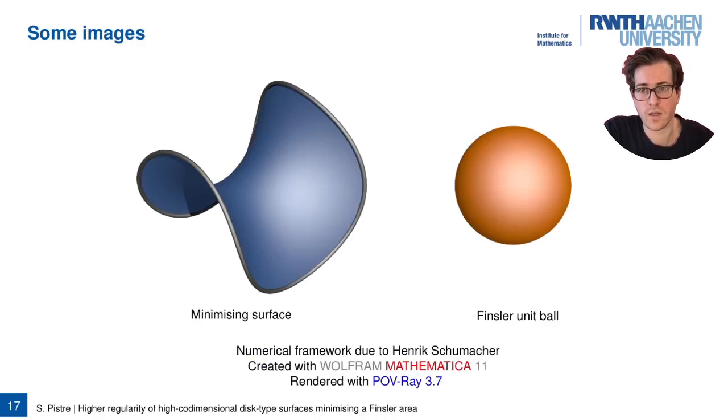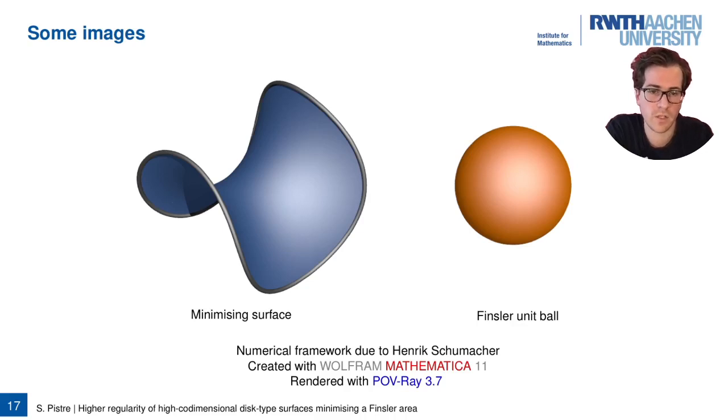And let me show you a few images to pique your interest to keep watching the second lecture. So here I will show you numerical calculations that we did with my colleague Henrik Schumacher here in Aachen. And on the left you will always see the Enneper wire, the boundary curve here. This is the Enneper wire. And you will see a numerical minimizer of the area functional. And on the right, you will always see the unit ball of the corresponding Finsler norm that we choose. So here in this case, on this slide, you can see the Euclidean norm.